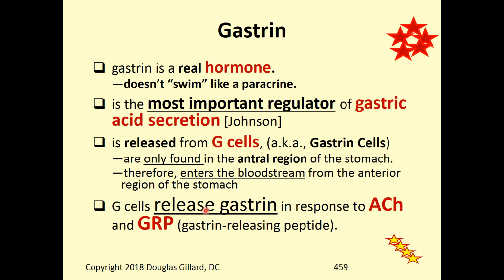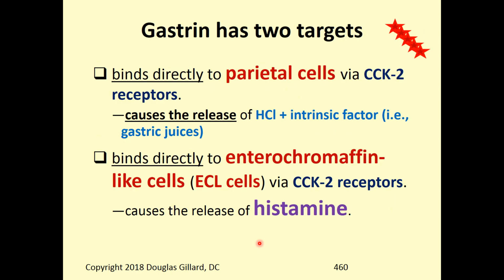Therefore, gastrin enters the bloodstream from the antral region of the stomach. G cells release gastrin in response to, there's a great question: G cells release gastrin in response to blank and blank. I can see my question now. And it's acetylcholine and gastrin releasing peptide. Gastrin has two targets. We know that already. I went through that a couple times now.